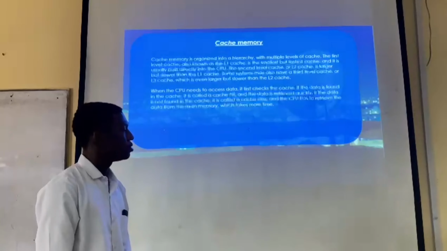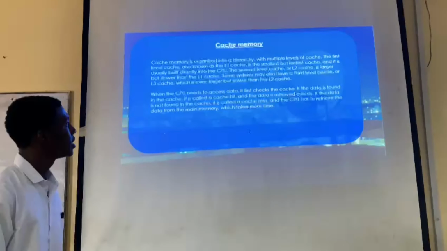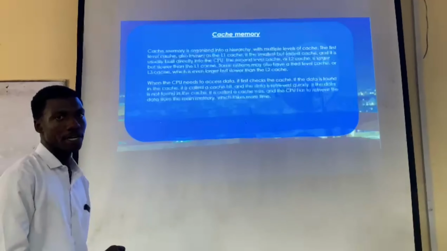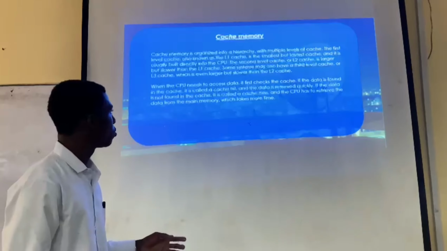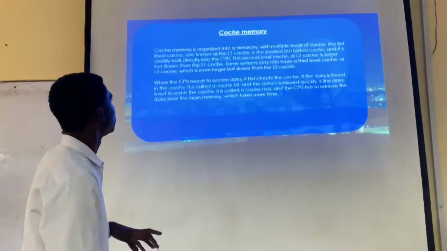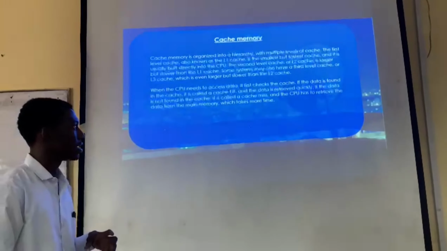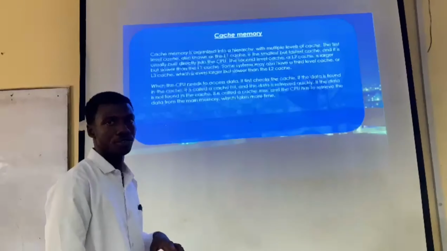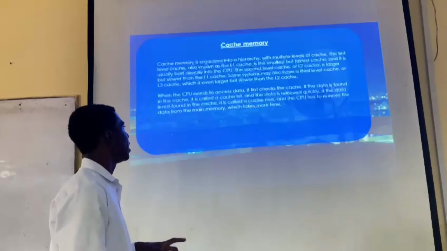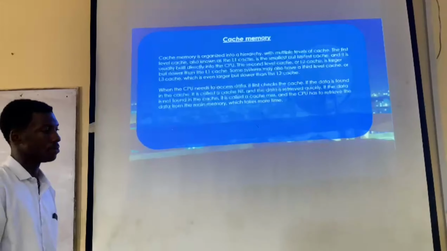So we continue. When the CPU needs to access data, it first checks the cache. If the data is found in the cache, it is called a cache hit. So we take note of the word cache hit. We only call something a cache hit when the data can be found in the cache before access. And if the data is not found in the cache, it is called a cache miss. The CPU then has to retrieve the data from the main memory, which takes more time.